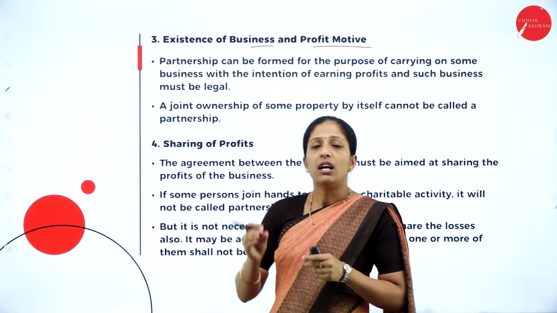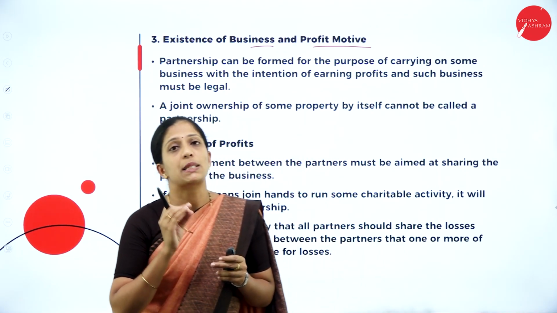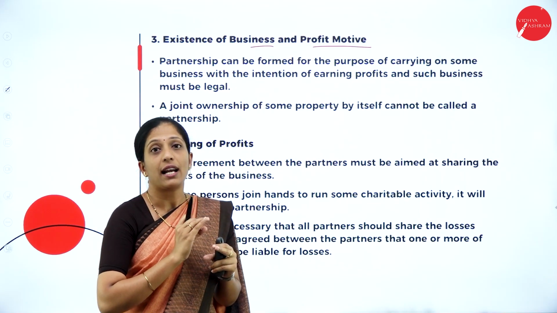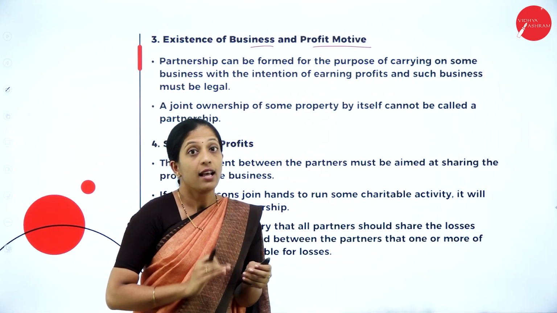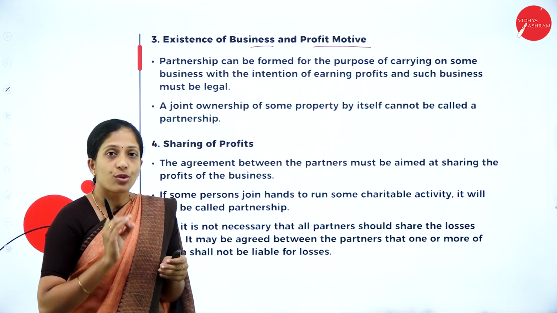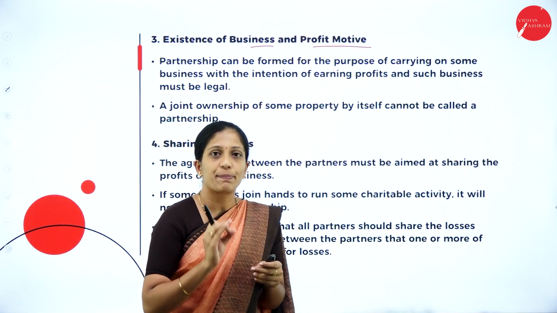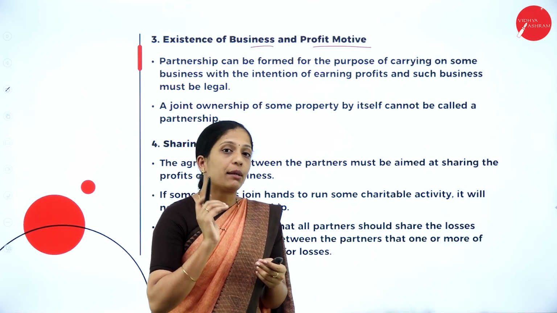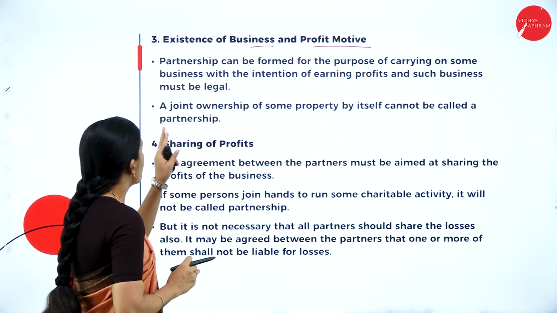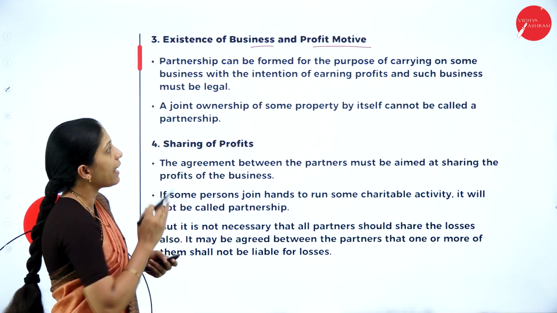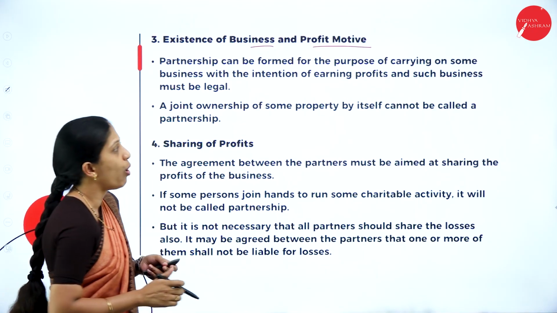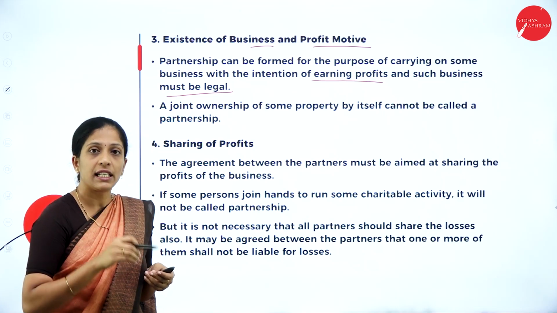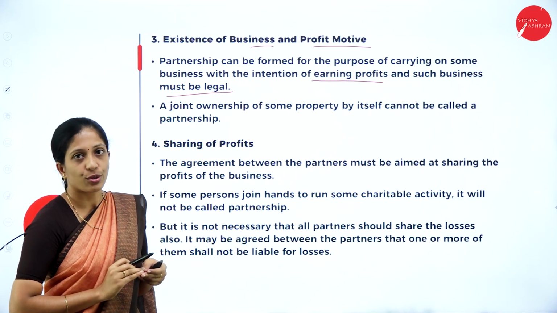I've already told you a partnership firm is formed for business purposes only. If a property is taken by two persons and no business activity is conducted in it, then it is not called a partnership firm. A partnership is considered only if they undertake business activity in that particular property. And their main motive is to earn profit. A partnership can be formed for the purpose of carrying on some business with the intention of earning profit, and such business must be legal. So it should be a legal business only, and the main aim is to earn profit.